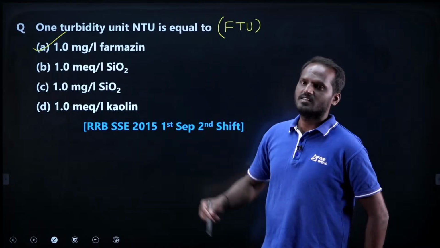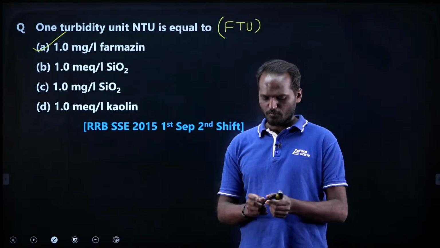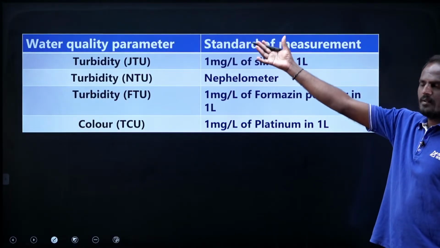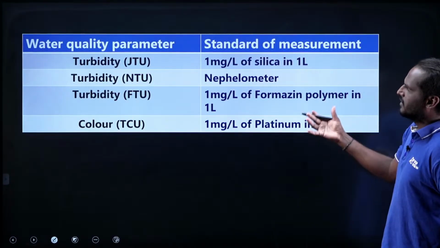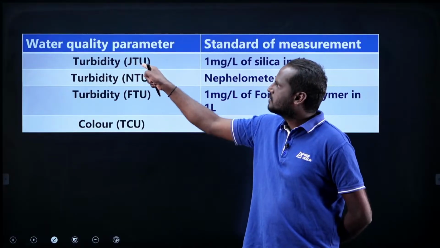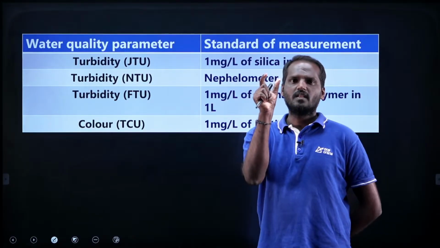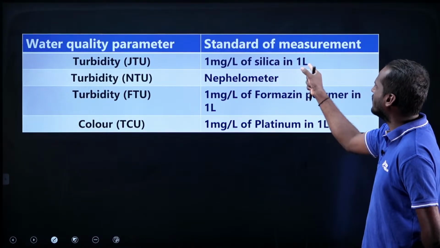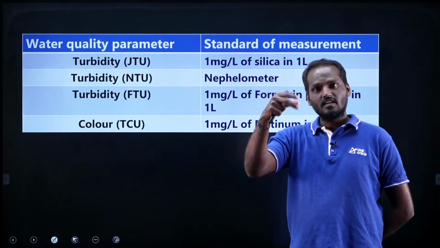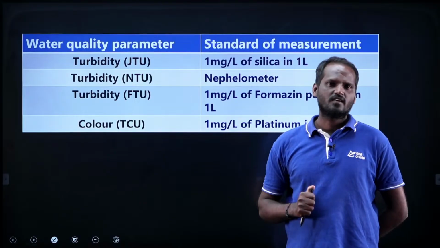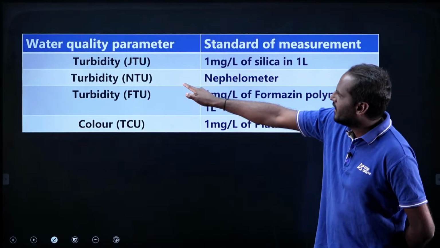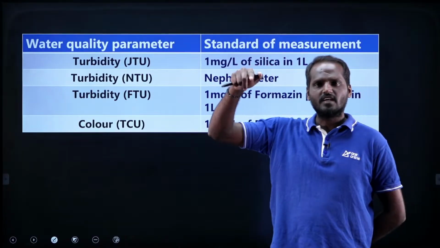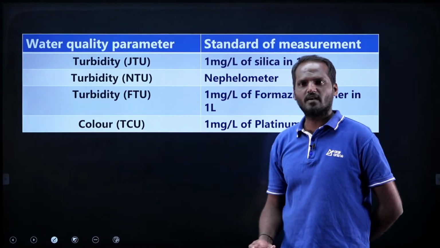This is not silica; silica is JTU, not NTU. If you can go through these things quickly, this is the water quality parameter, standard of measurement. Turbidity expressed in JTU means 1 milligram of finely divided silica in 1 liter, mixed in 1 liter of distilled water, which gives JTU. For NTU, we measure turbidity with a nephelometer, a device which works on the principle of light scattering. We express that in NTU, nephelometric turbidity unit.